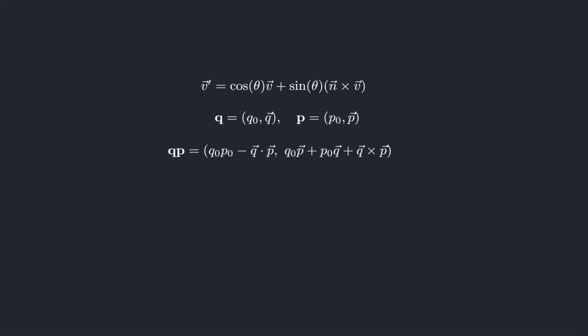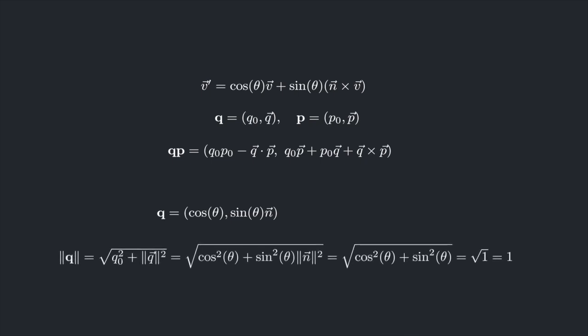To model rotation, we do as follows. We create a rotation quaternion q with scalar part cosine of theta and vector part sine of theta times the unit vector n, which serves as the rotational axis. Note that with this construction, q has unit length. It's true the other way around as well. Every unit length quaternion can be written in this form.